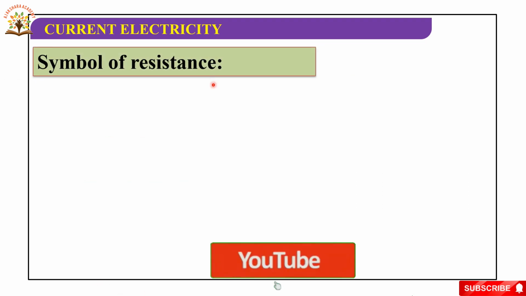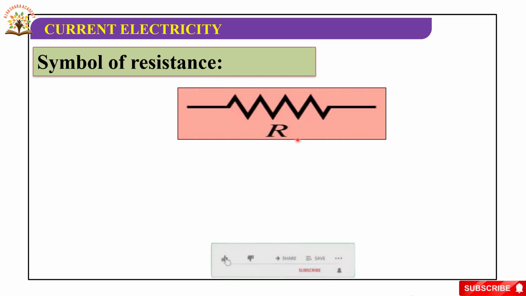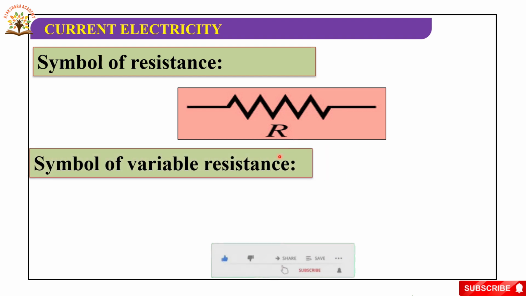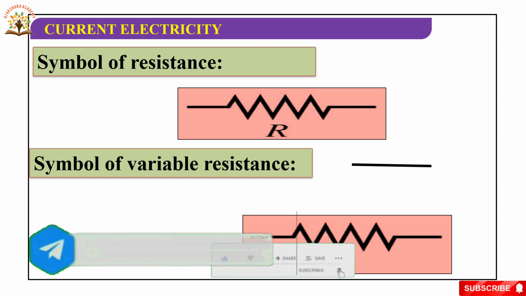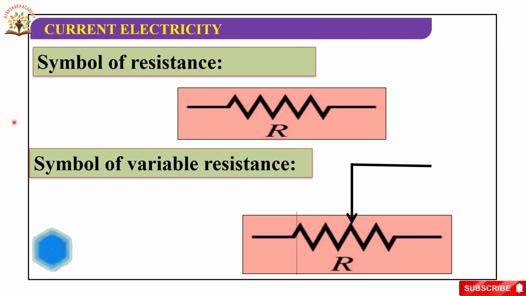Now I'll discuss the symbol of resistance. See, this is the symbol of resistance and it is denoted by the letter R, and this is the symbol of variable resistance, or we can call it a rheostat, RH. Okay, next.